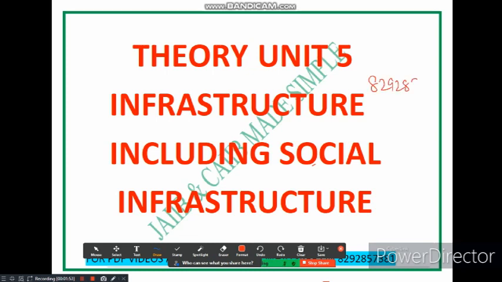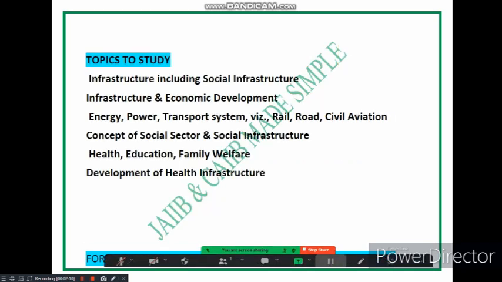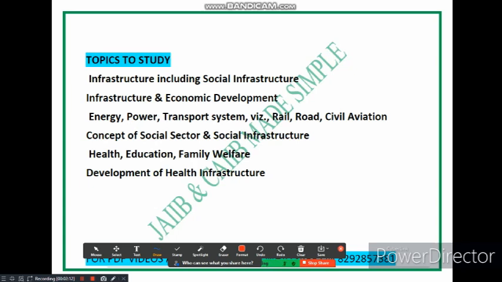Okay, so now let's begin unit number 5 of IE&IFS, infrastructure, including social infrastructure. I will try to explain each and every concept using examples in the simplest terms possible. These are the topics we are going to discuss today. The first is what is infrastructure and what is social infrastructure. Next is infrastructure and economic development, and how they are correlated. Then energy, power, and transport systems. There are different transport systems like rail, road, and civil aviation. In today's session we are going to discuss three important topics.